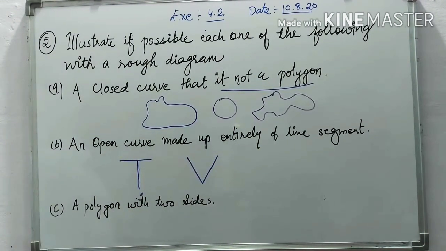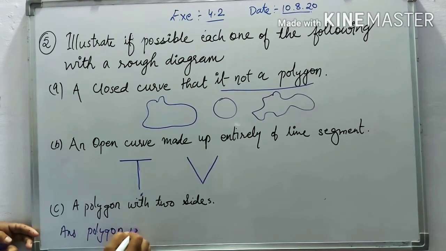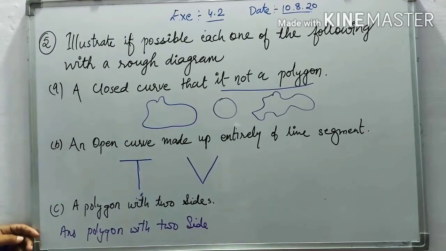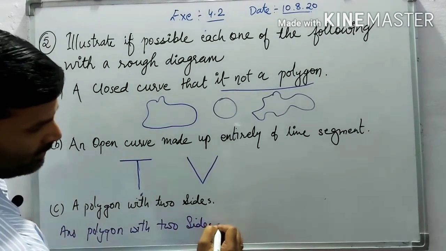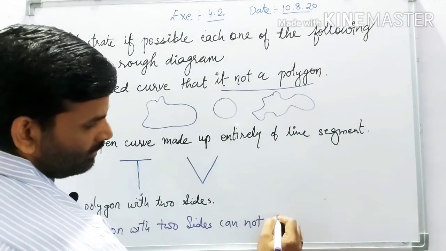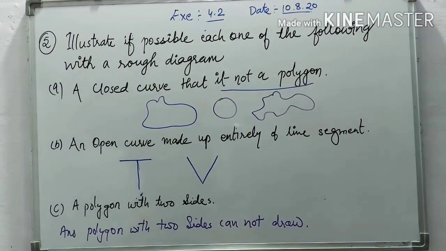And the third question: a polygon with two sides. The answer is that a polygon with two sides cannot be drawn. A minimum of three sides is required to make a polygon.